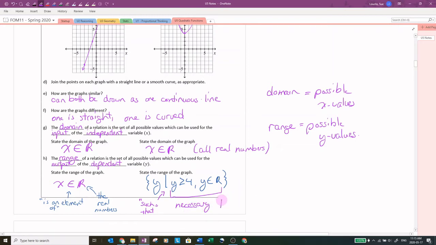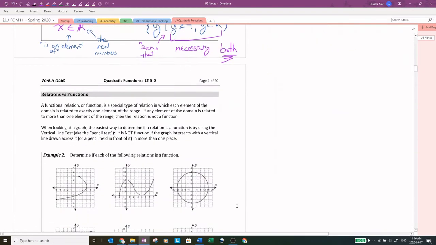Because you could have one that's all the integers that are greater than or equal to 4, or all the even numbers that are greater than or equal to 4. That could be the range of your graph. So you have to say that it's all the real numbers that are greater than or equal to 4. Okay? All right, next page.